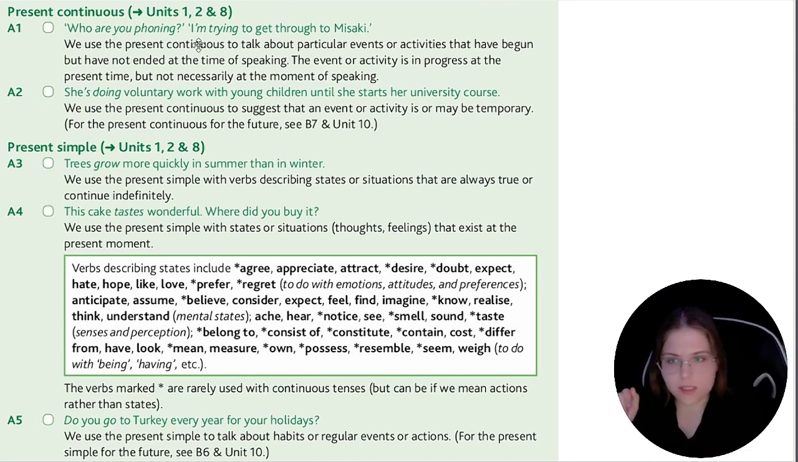We use the present continuous to talk about particular events or activities that have begun but have not ended at the time of speaking. The event or activity is in progress at the present time, but not necessarily at the moment of speaking. Who are you phoning? I am trying to get through to Misaki.